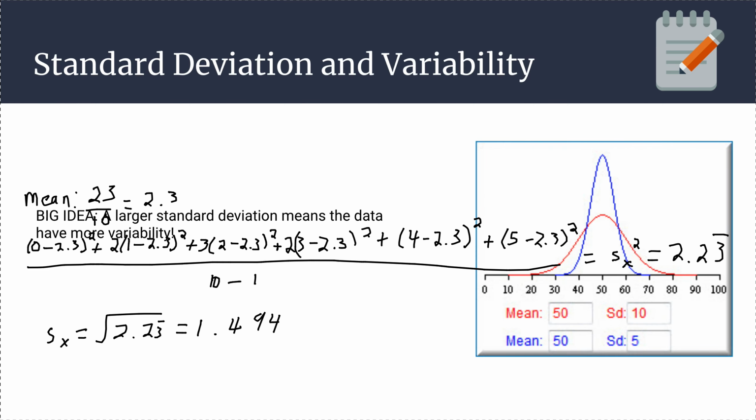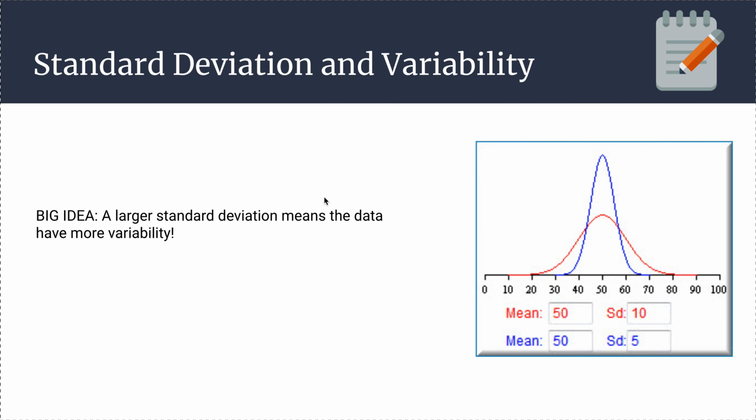So let's talk a little bit more about standard deviation. Standard deviation is a really important measure. It measures the variability. Think about the larger standard deviation. A large standard deviation means that the data have more variability. So for example, in here, the red and the blue graph actually have the same mean, but the standard deviation of the red graph is bigger. That's because the red graph is more spread out. The blue graph is more clumped closer to that center.